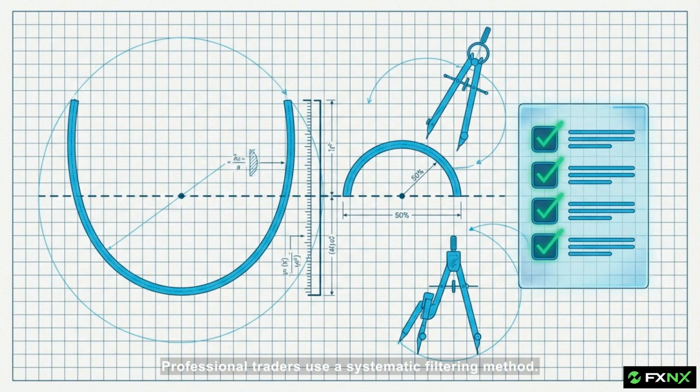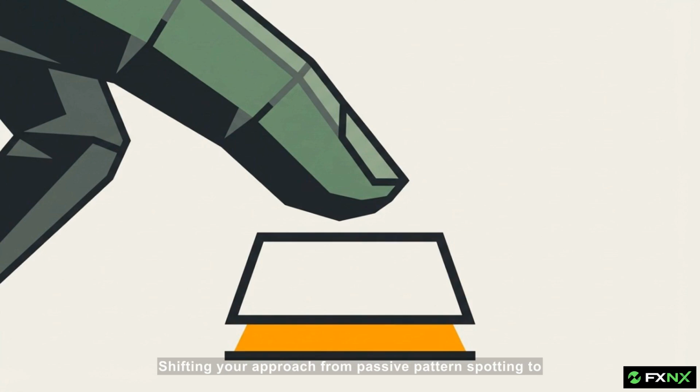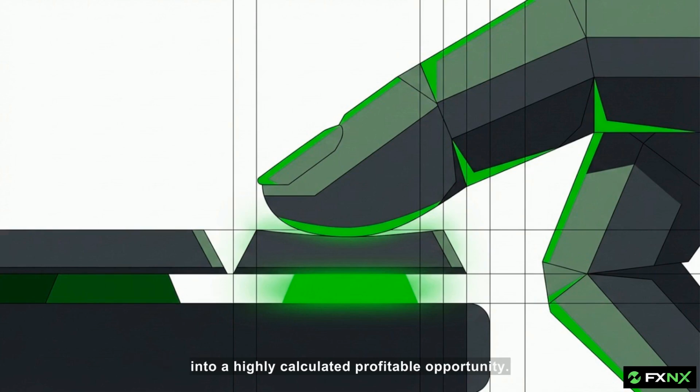Professional traders use a systematic filtering method. Think of it as a validation blueprint to eliminate weak setups and verify true breakouts. Shifting your approach from passive pattern spotting to aggressive systemic validation turns a devastating market trap into a highly calculated, profitable opportunity.